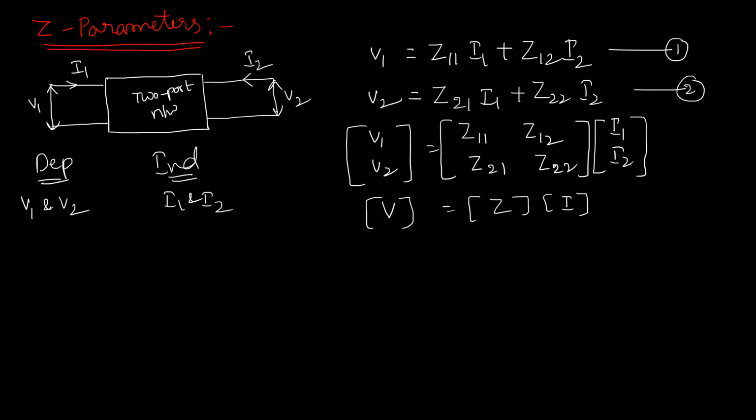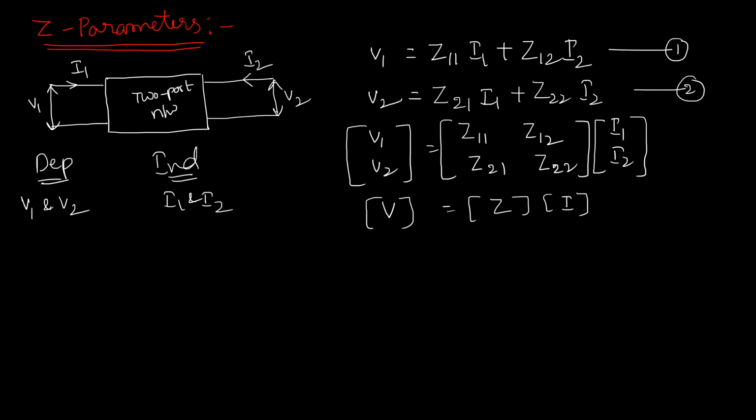So here V is called what? Column vector or column matrix, and also current is a column, right? So it is also considered as a column vector. And this Z11, Z12 matrix is there, no? So this is called square matrix or impedance matrix. Now our aim is to find these parameters. So what is the impedance and all we need to calculate. So how can we calculate?